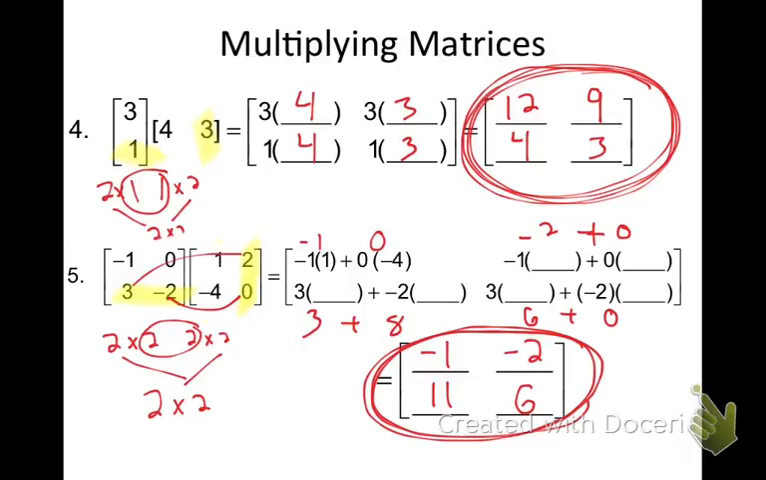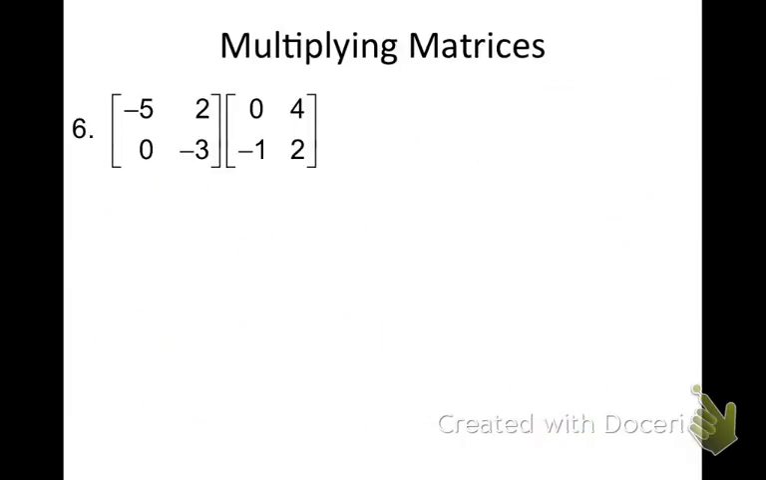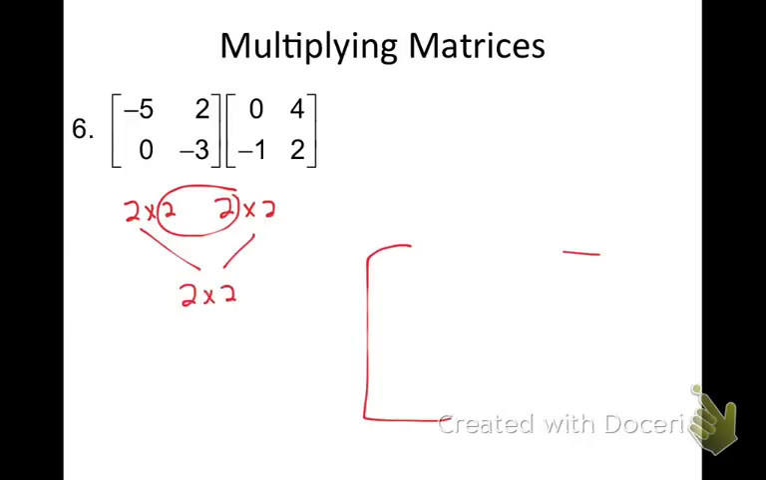Questions? All right, let's move on to the next one here. You guys want to try 6 together with me? Let's look at it here. What are the dimensions of the first matrix going to be? 2 by 2. What are the dimensions of the second matrix? 2 by 2. So can I multiply these? And what's my resulting matrix going to be? Awesome. So let's work this out here.